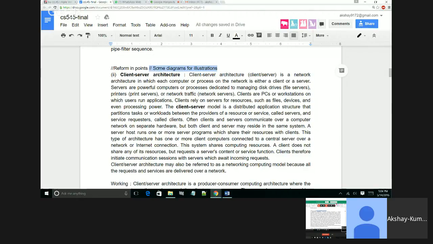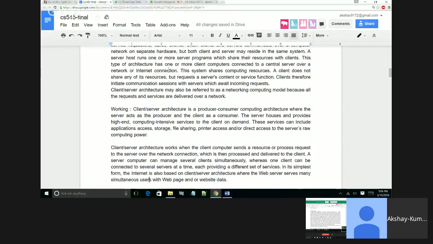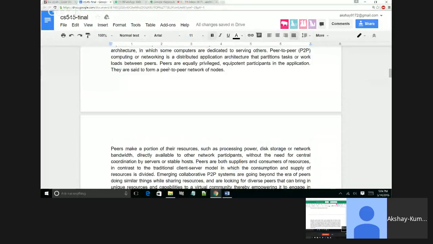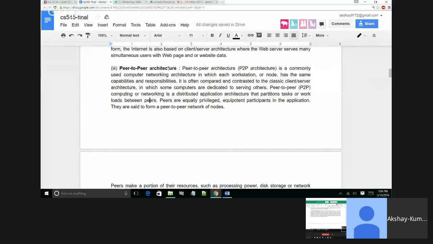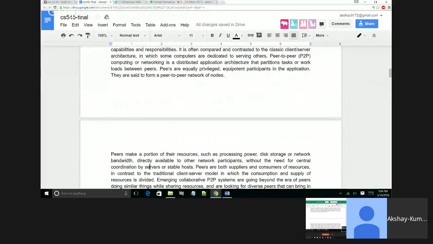Okay, I guess the most important thing is I should put some diagram for illustration for all of the architectures, right? Yes. So I will do this for all the architectures. The context is right, I just need to reformat and add some diagrams, right? Yeah, that would suffice.